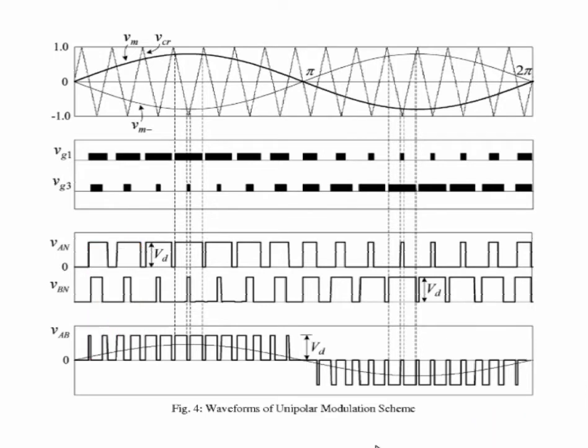So if we take the average of these pulses, we get something nearer to the sine wave. So the harmonic content is reduced compared to the square wave inverters.